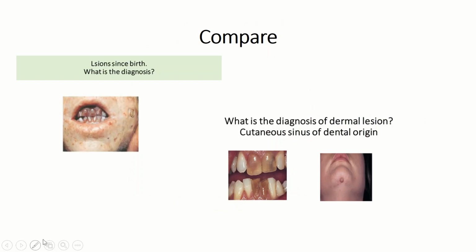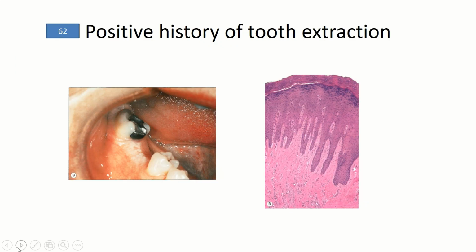And compare these images. In this image, with the diagnosis of cutaneous sinus of dental origin, is similar to this erythrodontia. This finding is also similar to erythrodontia. And here, positive history of tooth extraction.